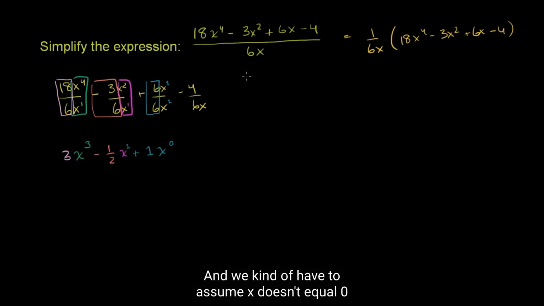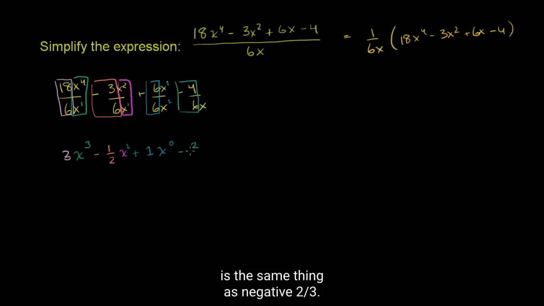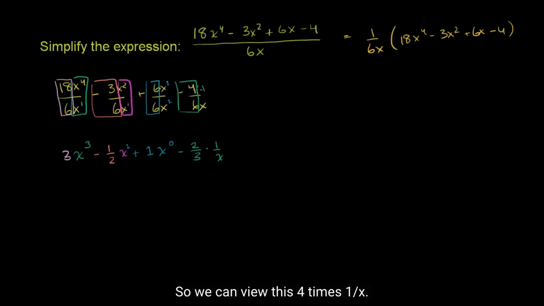And we kind of have to assume x doesn't equal 0 in this whole thing, otherwise we would be dividing by 0. And then finally, we have negative 4 over 6x. There's a couple of ways to think about it. The simplest way is negative 4 over 6 is the same thing as negative 2/3. Just simplify that fraction. And we're multiplying that times 1 over x.